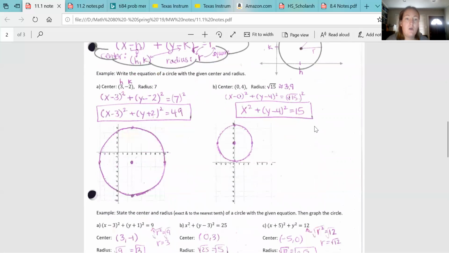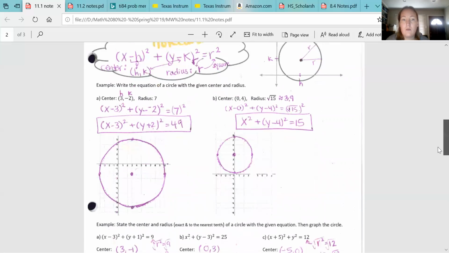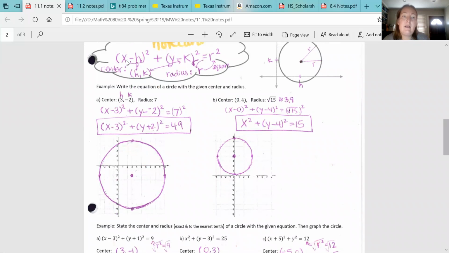Okay, so x minus h squared plus y minus k squared equals r squared, where the center is hk. So just like before with parabolas, what's in the parentheses you take the opposite of. If it wasn't in parentheses, you keep it as it is. But both of these are in parentheses, so it's opposite and opposite of what's showing. So it's hk for your center, and your radius would be r.